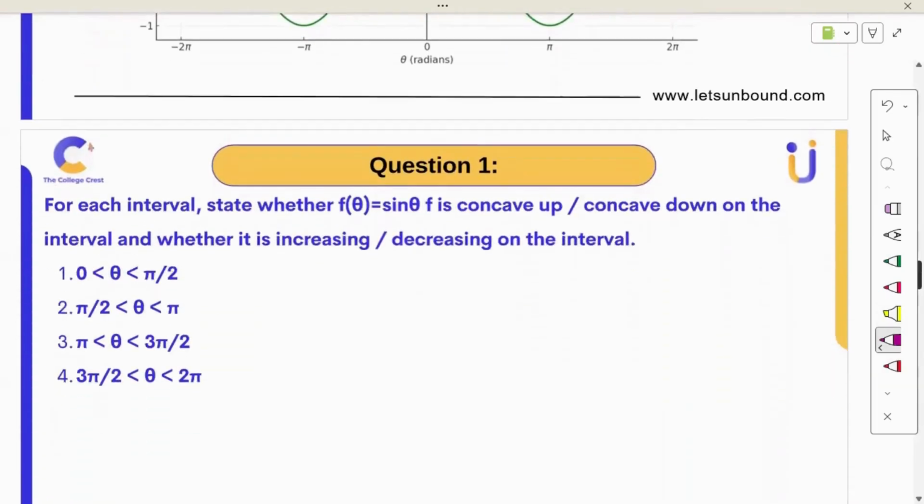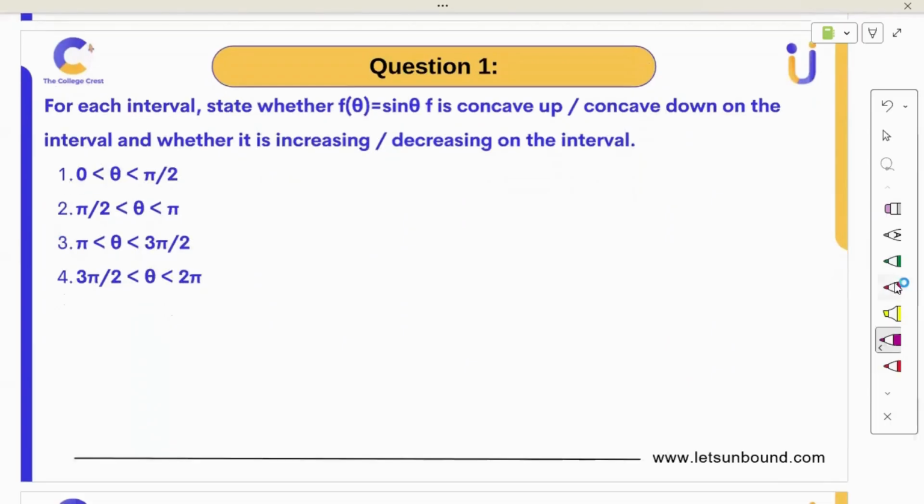Now, let's solve some questions. For each interval, state whether f of theta equals sine theta is concave up or concave down on the interval, and also state whether it's increasing or decreasing on the interval. We already did a sketch, so let's draw it, then it will be good.